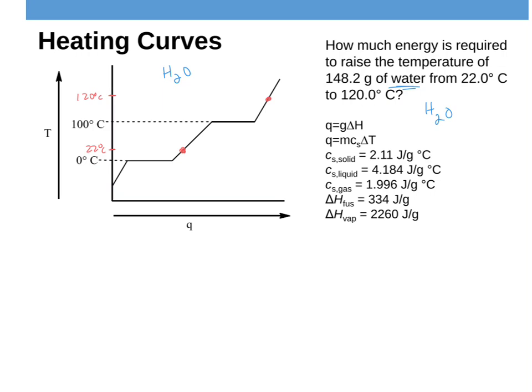So I need to get from this point here to here to here. That's what I'm trying to get to, right? 22 degrees Celsius to 120 degrees Celsius. Now, what that looks like to me is that I'm going to have to calculate 3 different Qs.